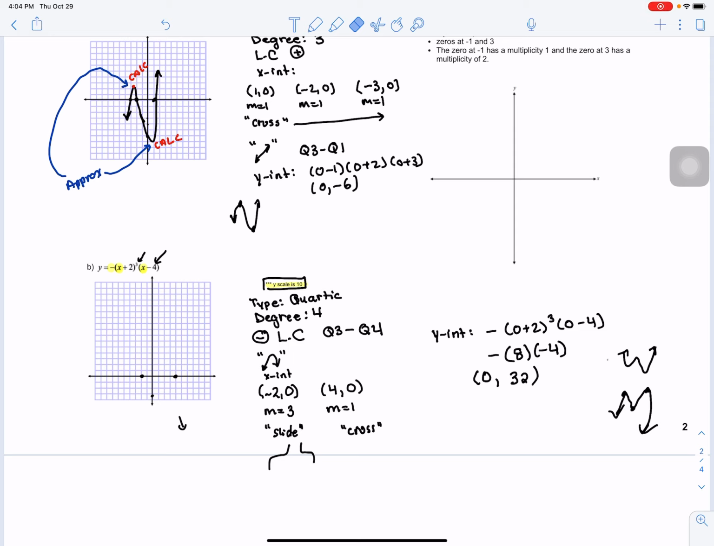So I'm going to start my graph by going down. It has to do a slide. And then it's going to go across at 4. So it's going to go up, probably back through, and then, ooh, something went funny here. Let's look at the graph on Desmos because I'm in the middle of a recording and I don't want to stop.